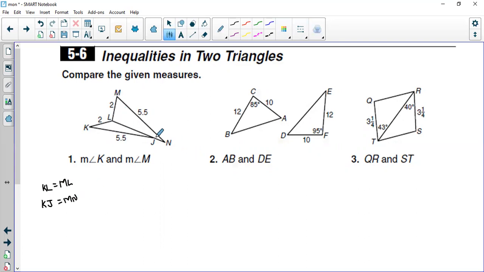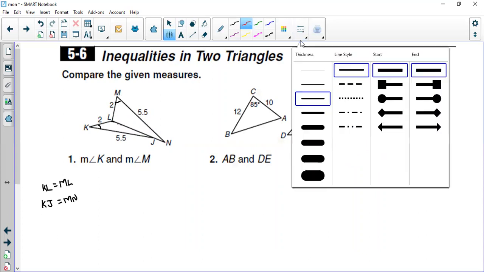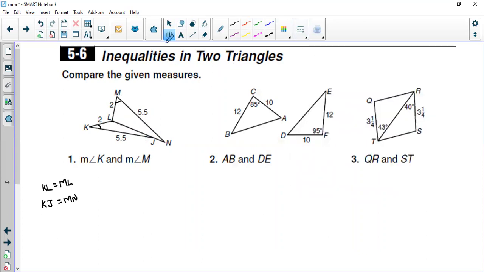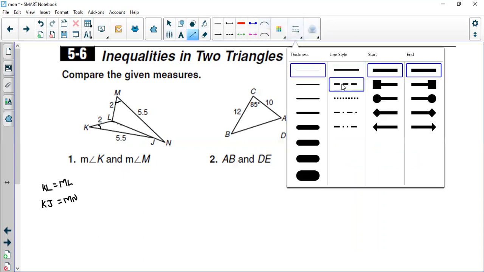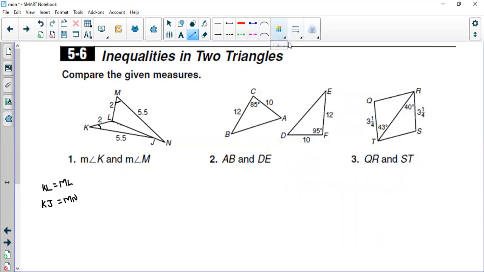Now they have asked us to compare angle K and angle M, which means we need to find this one, right? Now, when you look at the diagram, you can see that this length, that's the length of this part here. Let me draw it with another color so that it will be clear for you. This part here is longer, right? So what do you think? How can we compare angle K with angle M now?